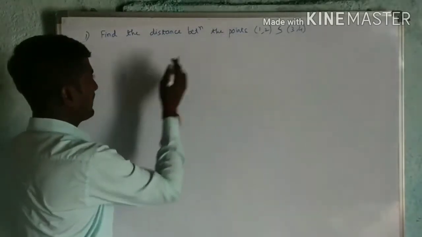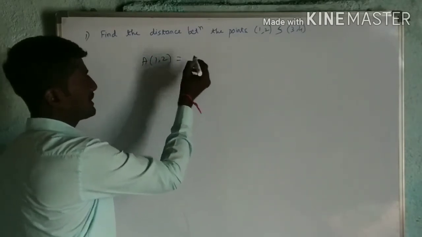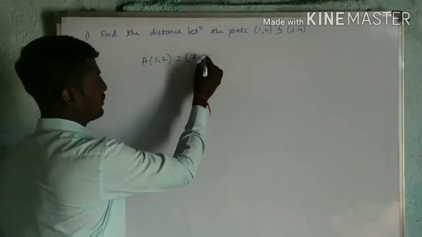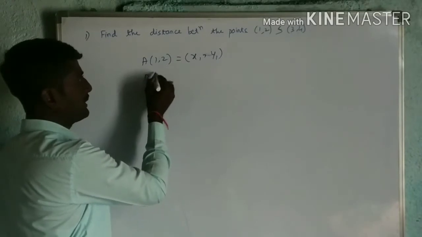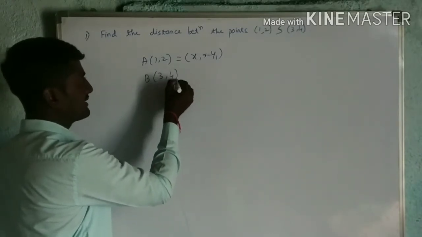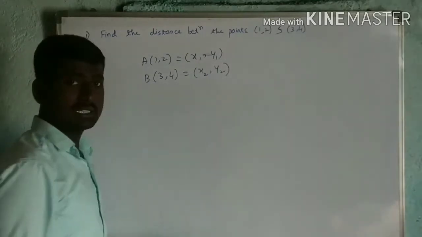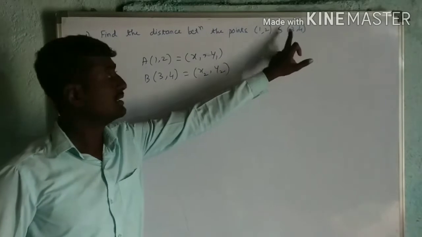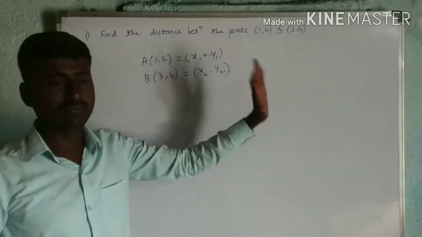Now we'll take this point. I will mention it as 1 comma 2. I will take the first point as x1 comma y1. This is x1 comma y1. And I will take second point as B 3 comma 4. I will take this as x2 comma y2. Otherwise, first point you can take as x2 comma y2, second point you can take as x1 comma y1. Both are same, no change at all.